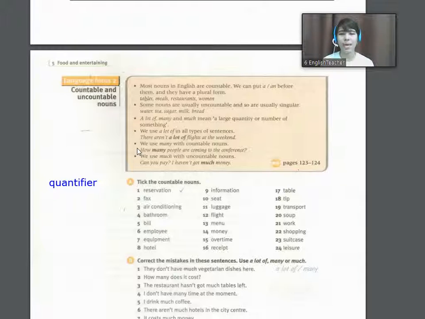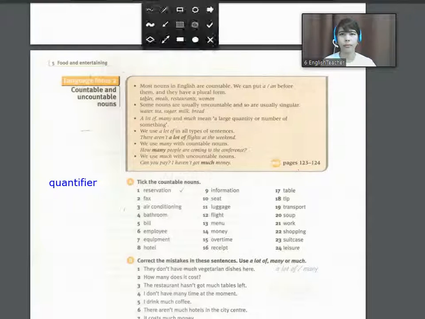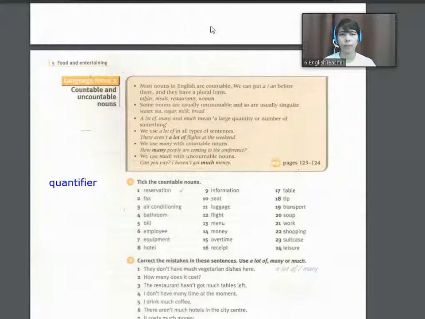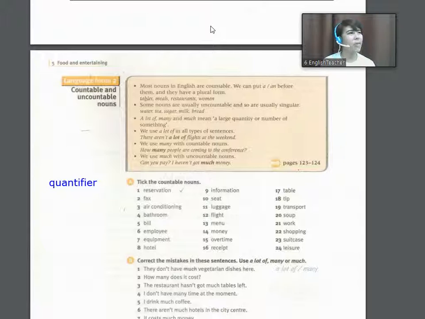All you have to do is tick or check the countable nouns. Again, countable nouns are things that we can count. Okay, now let's try. Number one is done for us. Reservation. Reservation is countable because we usually say, I have a reservation. So you can count it. How many reservations do you have? 1, 2, 3, 4. We can count it, so therefore it's a check.